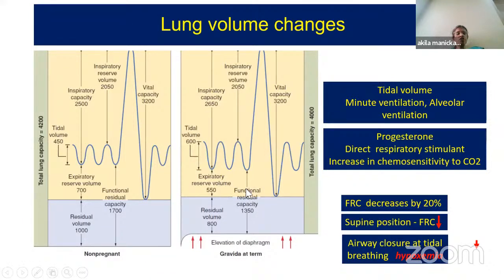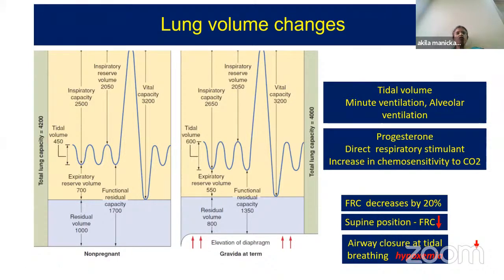And as the functional residual capacity decreases, it goes beyond your closing capacity, which is somewhere around 1000 ml. The closing capacity does not change. But because of the relationship between your functional residual capacity and your closing capacity, there is stoppage of air exchange when the patient lies down in supine position, because during tidal breathing there is airway closure. This is predominantly because of your FRC decrease, which occurs in the supine position. So they are prone to hypoxemia.